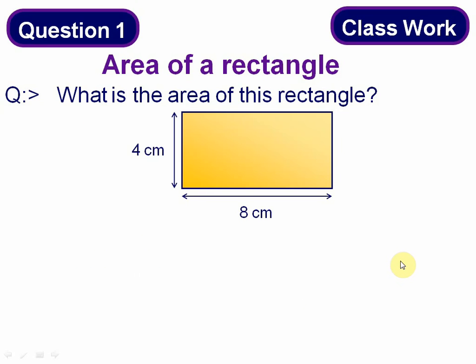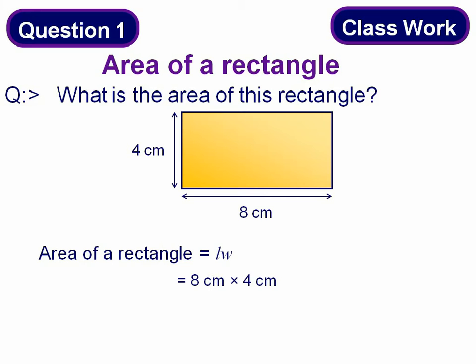Next, moving on, question 1. These are the classwork questions you have to solve in your notebooks, which will be considered your homework assignment. What is the area of the rectangle, where the given measurements are 4 cm and 8 cm? It is simple to calculate the area: we multiply both sides of the rectangle, 4 cm and 8 cm. So we get the area of the rectangle, which is 32 cm.